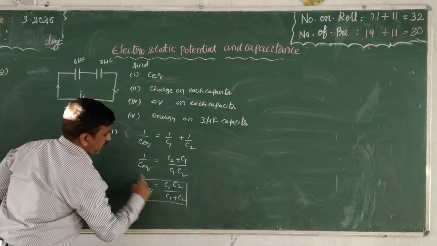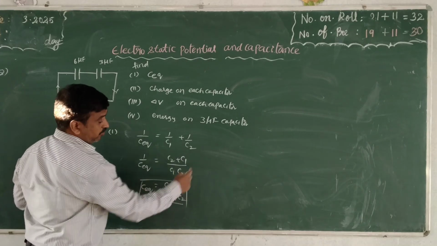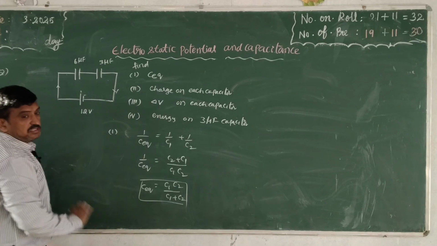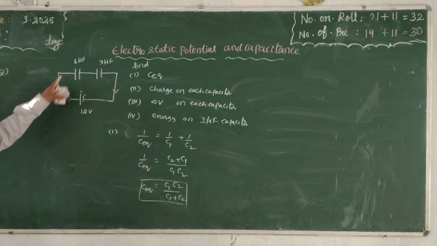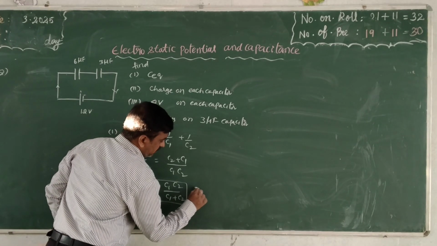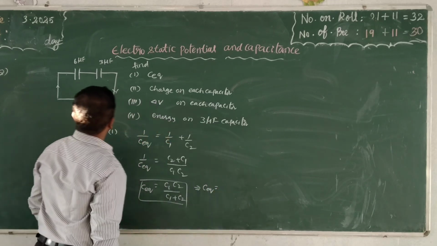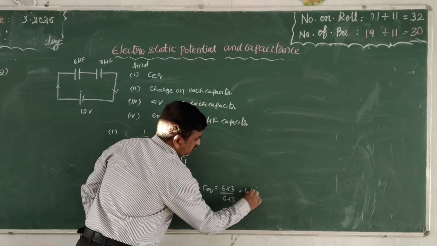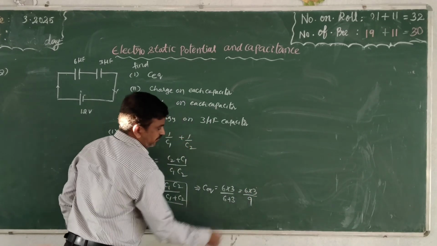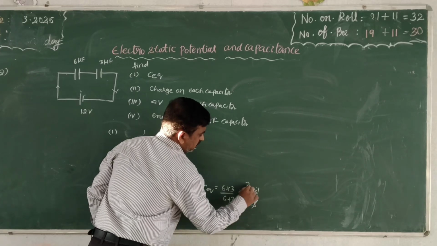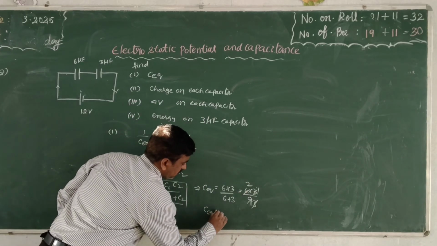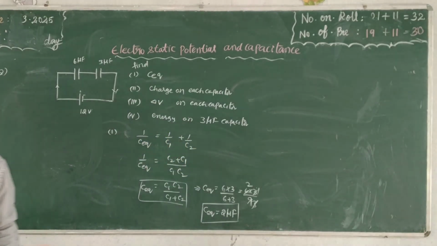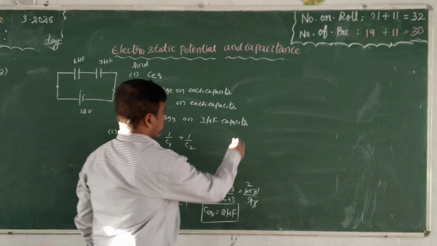The C moves to the numerator, and the sum is the denominator: C1 C2 by C1 plus C2. It is the shortcut for two capacitors connected in series. C1 is 6, so C equivalent equals 6 into 3 by 6 plus 3, which is 6 into 3 by 9. Three ones are three, three threes are nine, so C equivalent equals 2 microfarads.